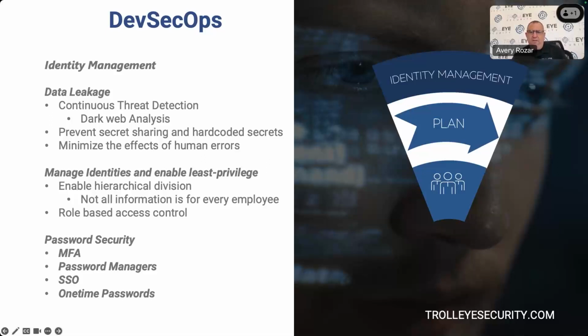The next stage is to manage the identities and to enable least privilege. Really, it's just a need to know basis, right? Not everybody needs to know everything. And you do that with role-based access control within the application. With Okta, you can use the built-in tools in Google, Azure. There's many different flavors of authentication that have a lot of these checks and balances built in.